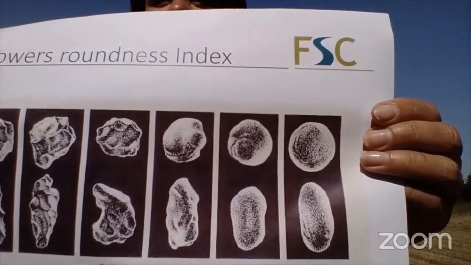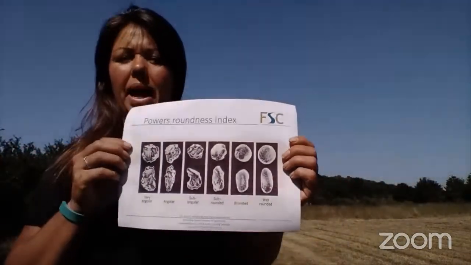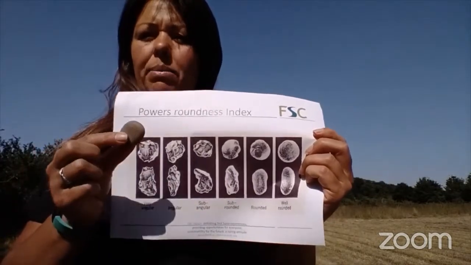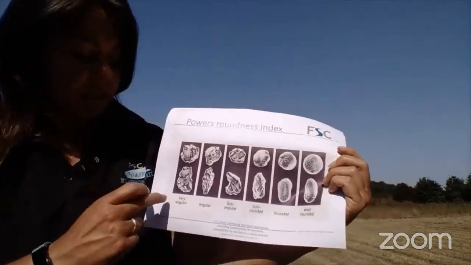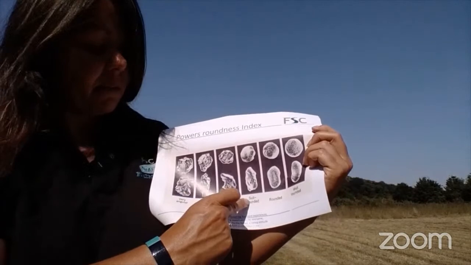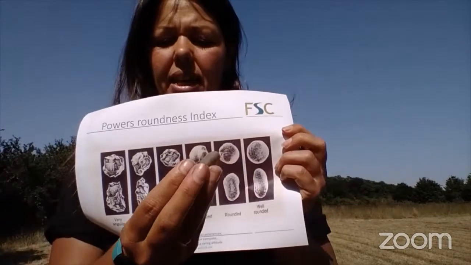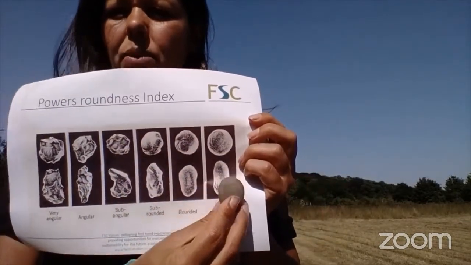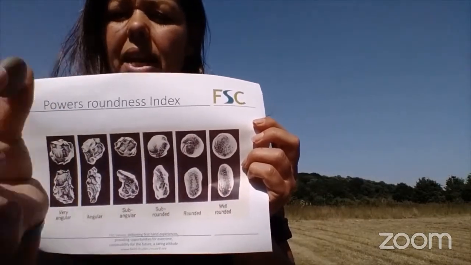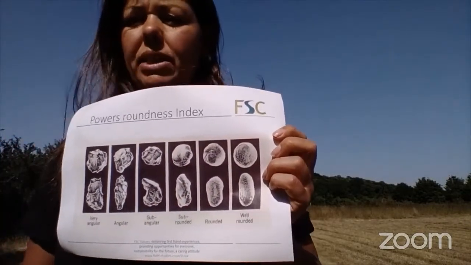The Powers Roundness Index is a qualitative scale where you look at your pebble shape by comparing it to the shapes on the drawing. So if, for example, we look at the pebble that we had earlier, the options we have are very angular, angular, subangular, sub-rounded, rounded and well-rounded. And if we look at the picture trying to match these, this is a pretty well-rounded pebble. So I would say it's up this end on the well-rounded section. Even though it's not a sphere, it is round on every edge, and we define it as well-rounded.